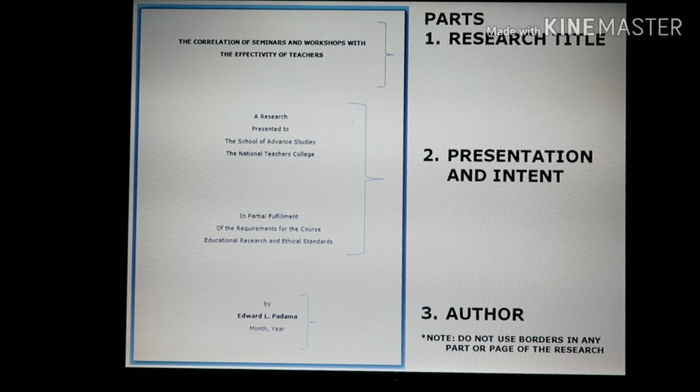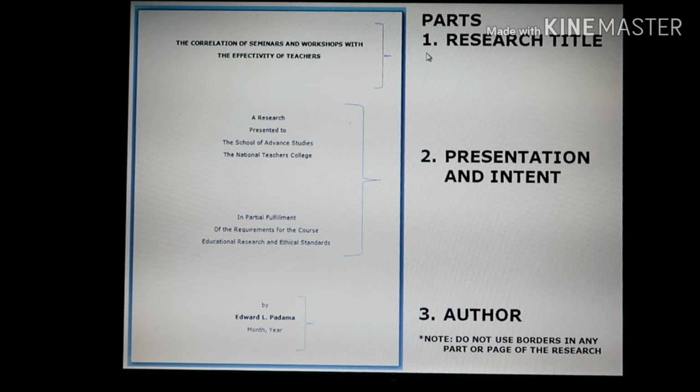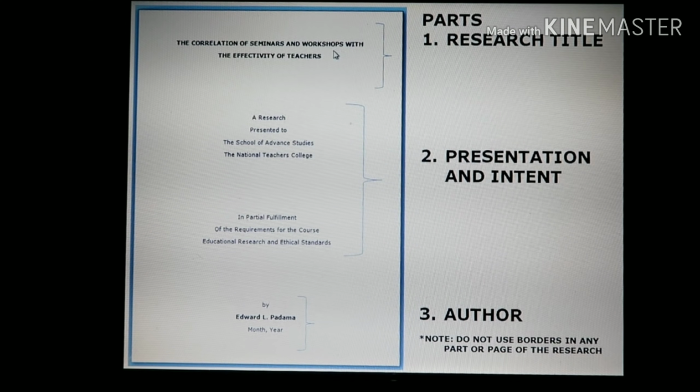The parts of the research cover page are divided into three. So we are going to call them the research title, which is this part. The left side is the sample cover page output, and on your right side would be the parts or names of each part of the cover page. So I am going to be explaining to you the mechanics in layouting the different parts of this cover page.